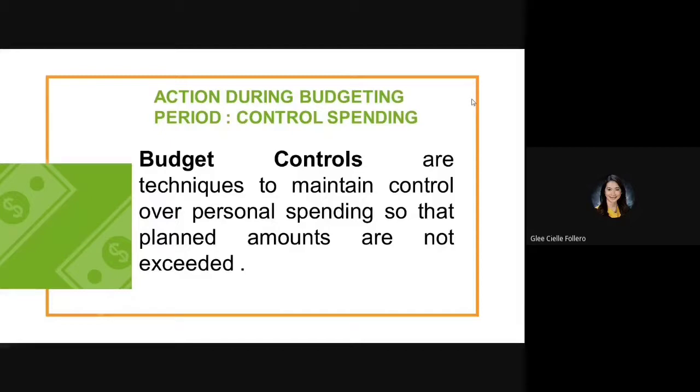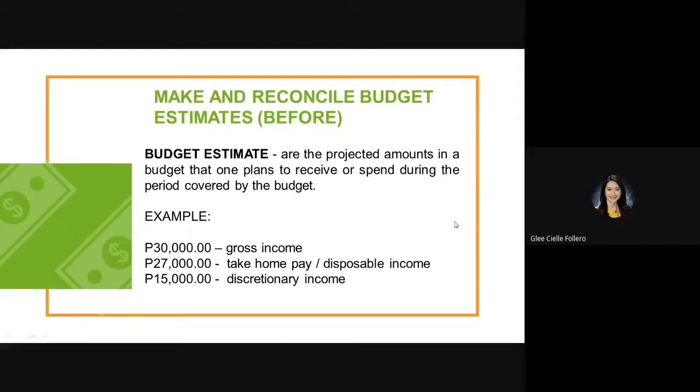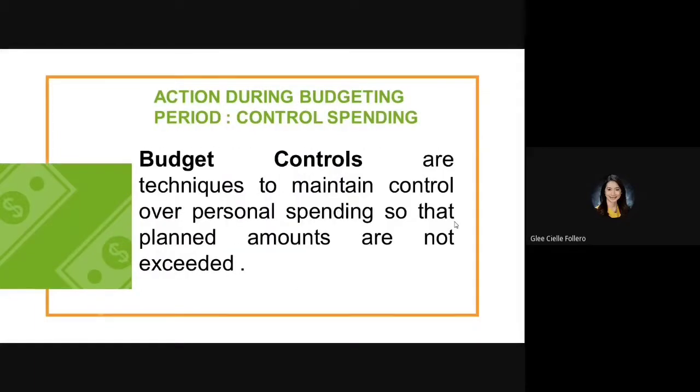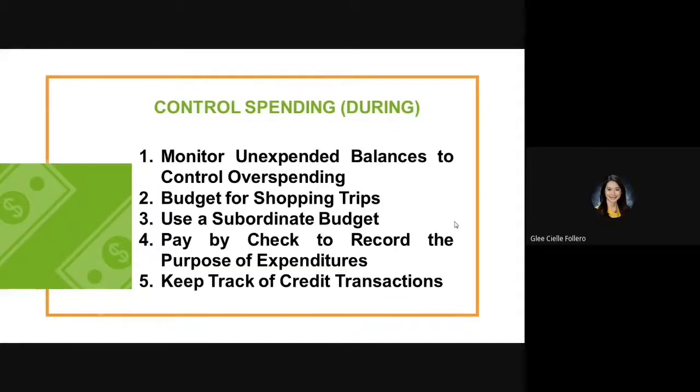Budget controls are techniques to maintain control over personal spending so that planned amounts are not exceeded. Nakapagplano ka na ng amount. In our example, it's 15,000. So, dapat, during budgeting period, you have what we call the budget controls for you not to exceed the amounts that you plan for. So what are those control methods or budget control methods? We have number one, monitor unexpected balances to control over spending. The number one method to control over spending is this one.